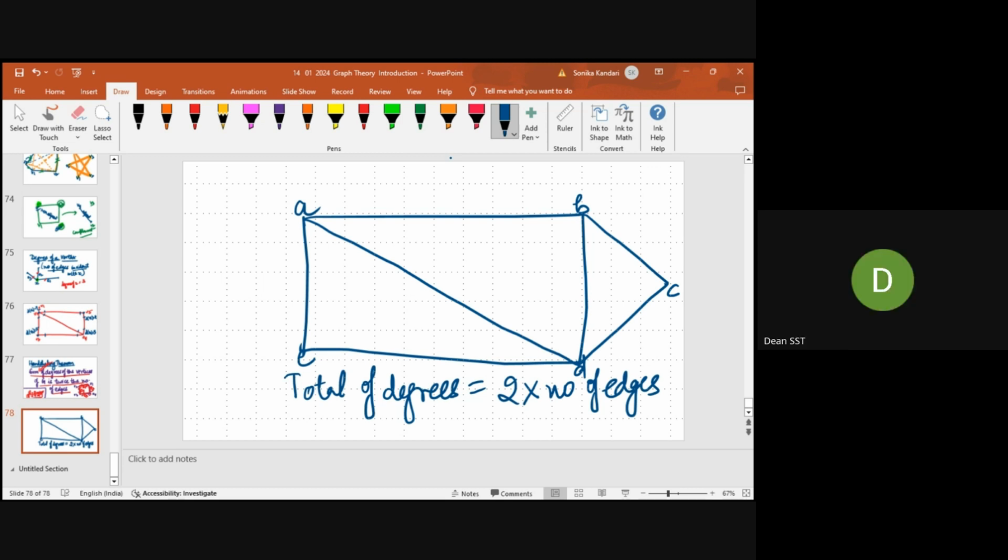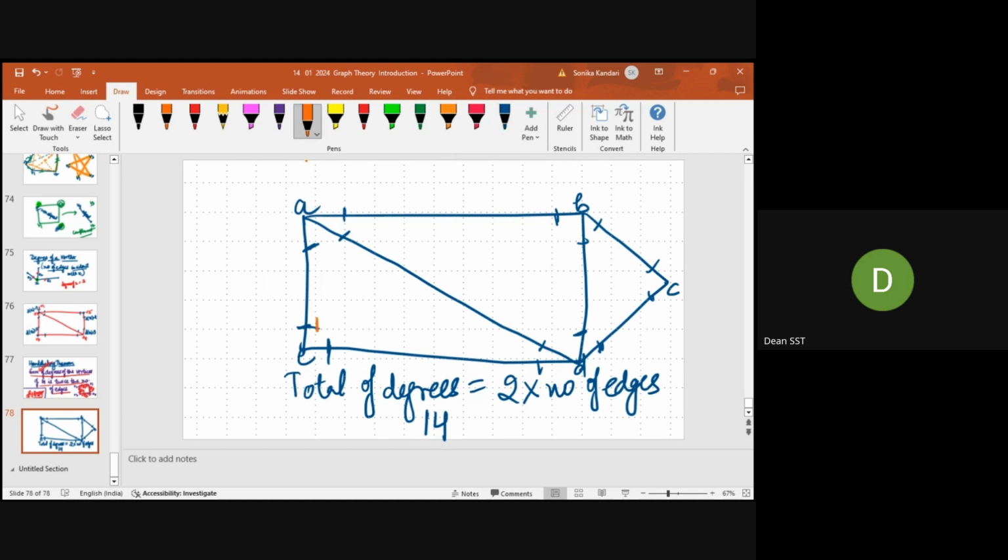Total of degrees. Count like 1, 2, 3, then 1, 2, 3, 4, and so on. The total is 14. Add all of this: 14 is equal to twice the number of edges.